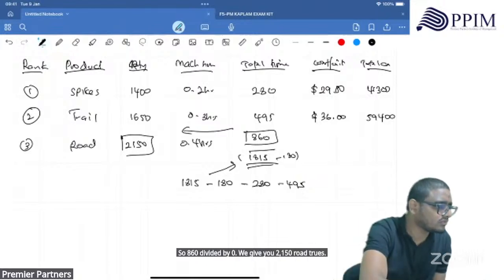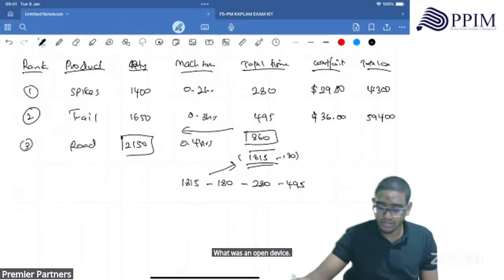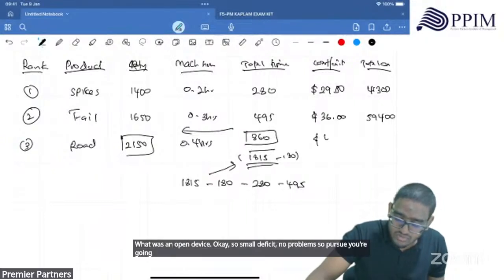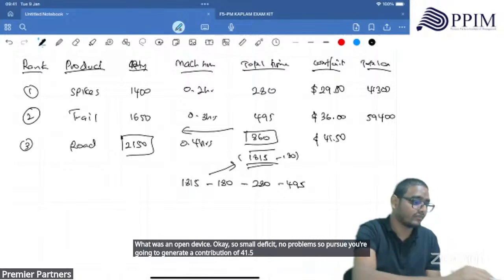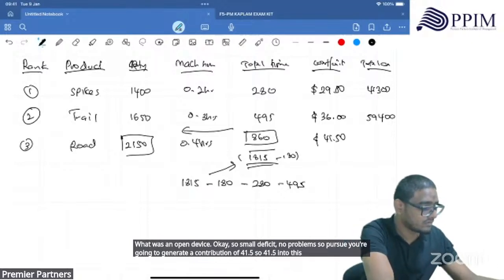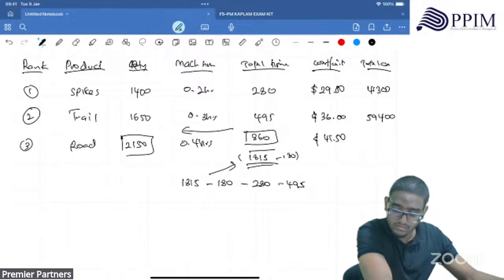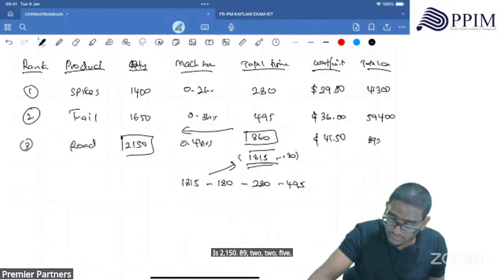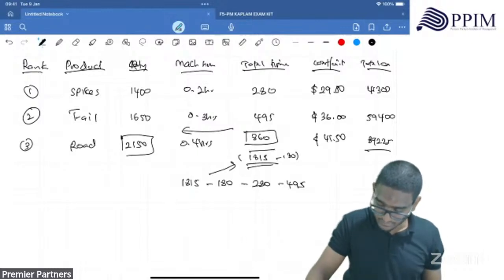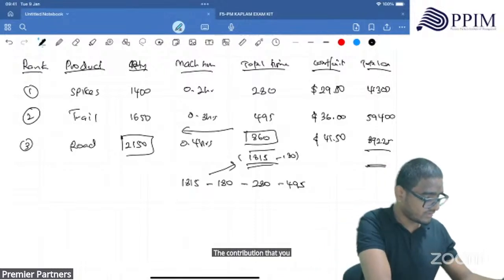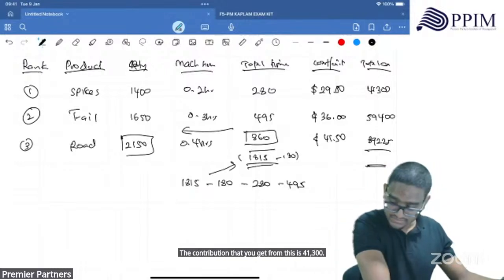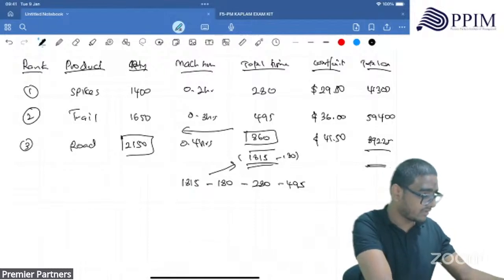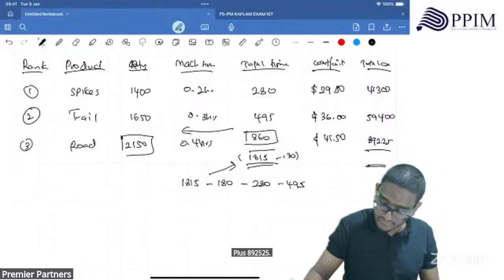What was the total demand? 2,400. Okay, so a small deficit, no problems. Per shoe, you're going to generate a contribution of 41.5. So 41.5 into 2,150 is 89,225. The contribution from the open market is 41,300 plus 59,400 plus 89,225, which is 189,925.